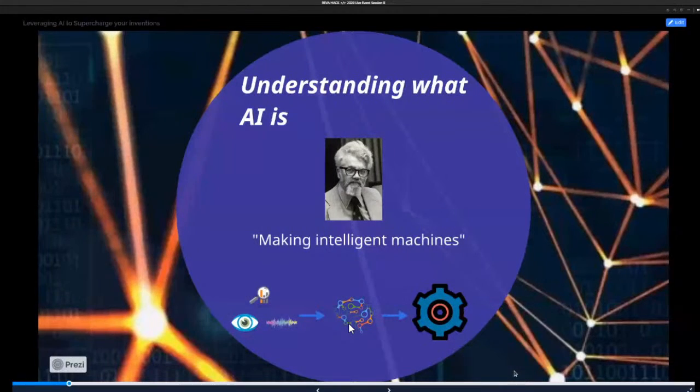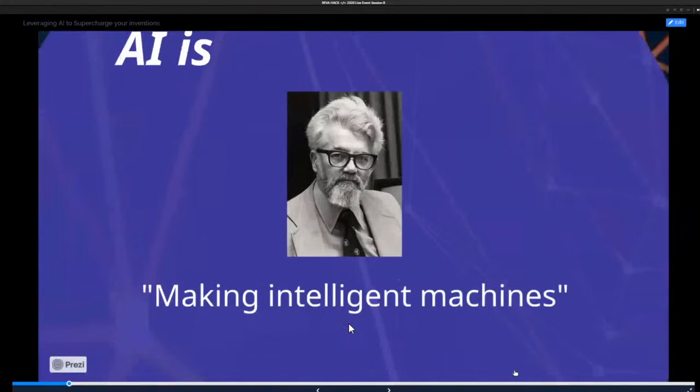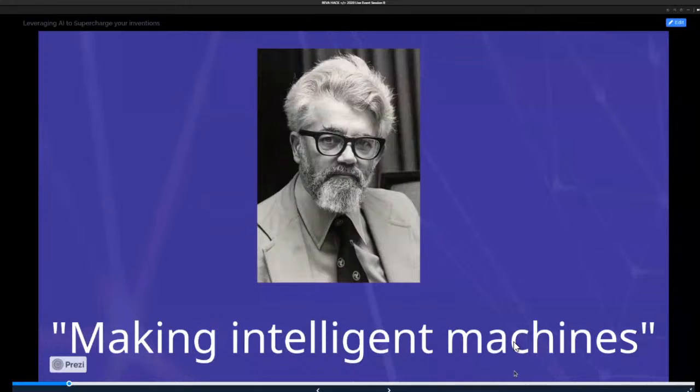People believe that AI is very difficult to implement, or that it's just a commodity in the world of technology, restricted to a few. But it's much simpler than that, right? The term artificial intelligence was coined by John McCarthy. You can see him right here, and he defined it as making intelligent machines.